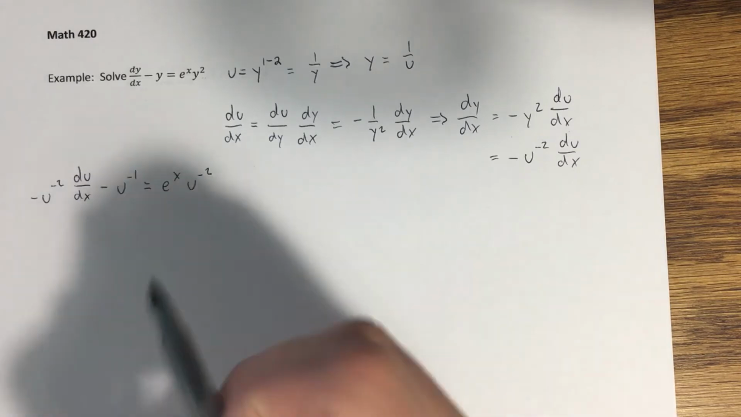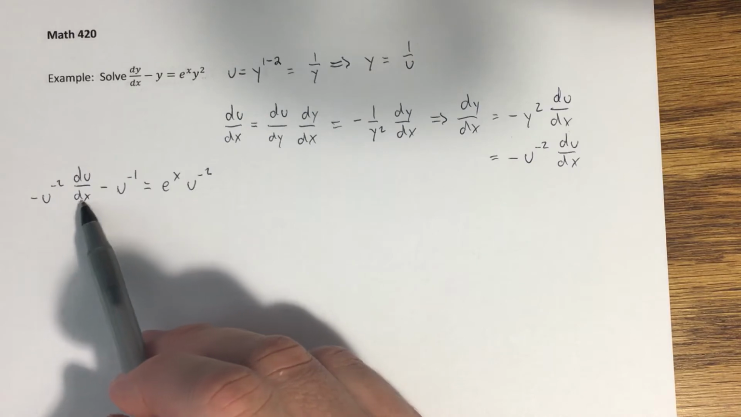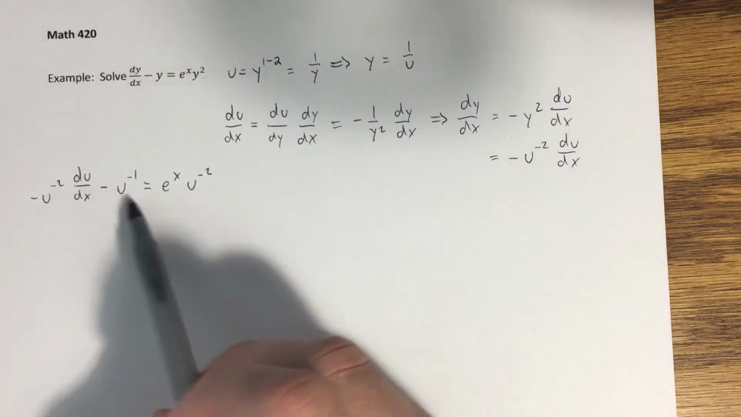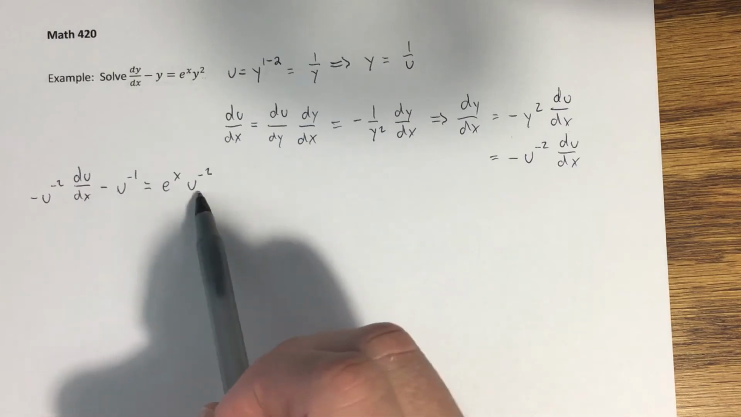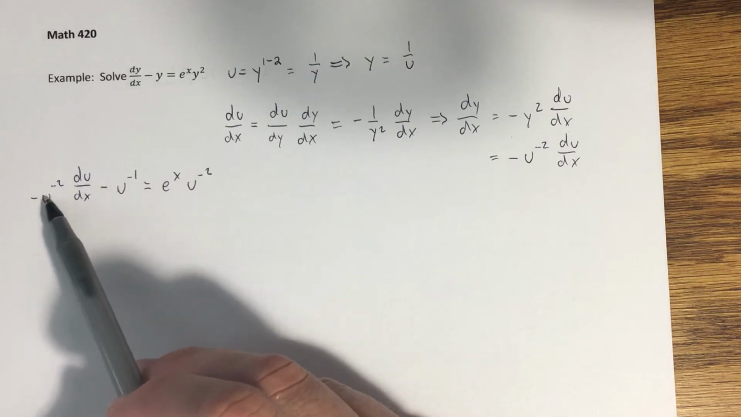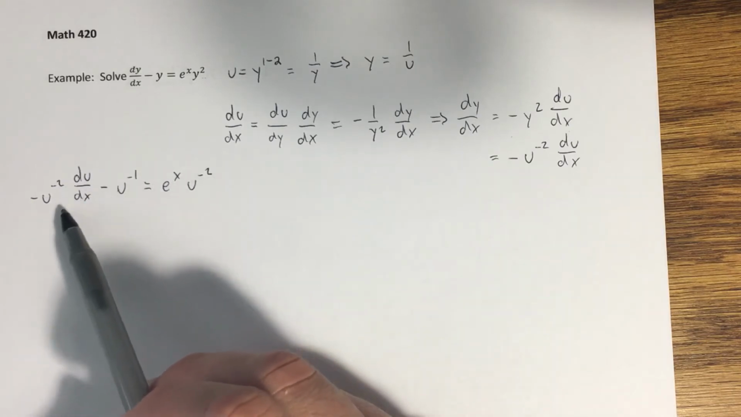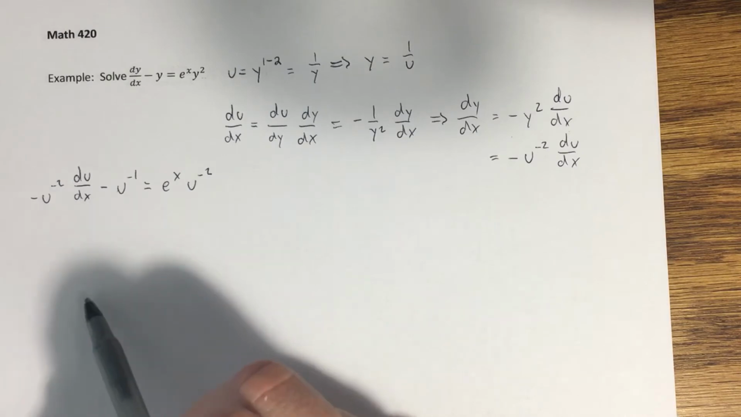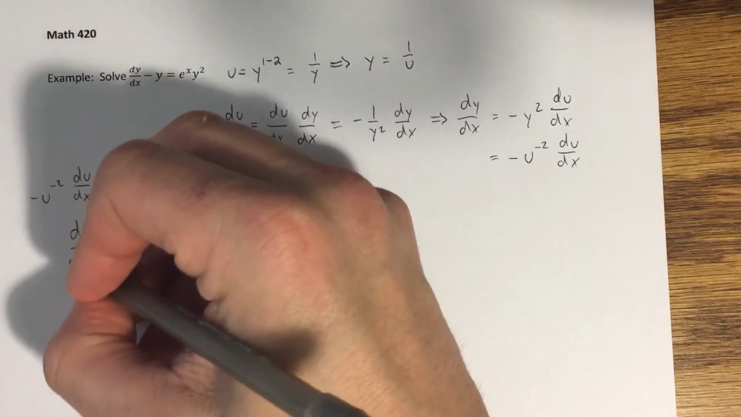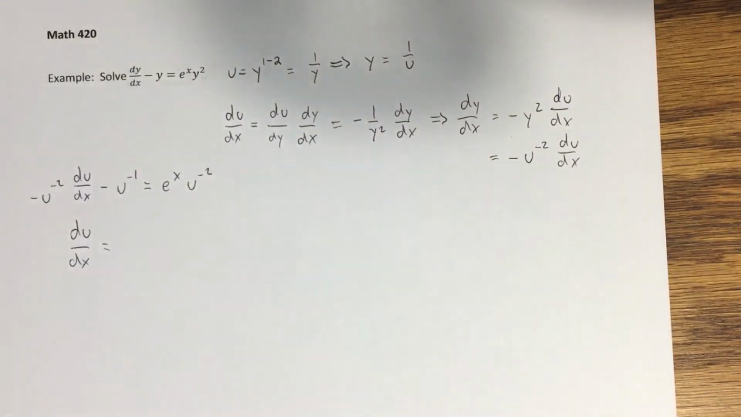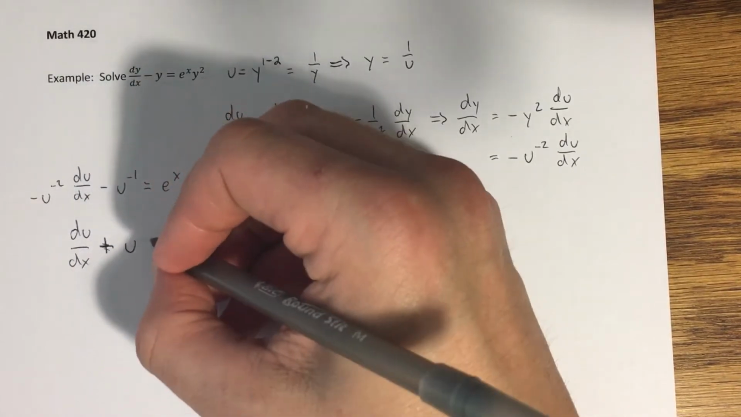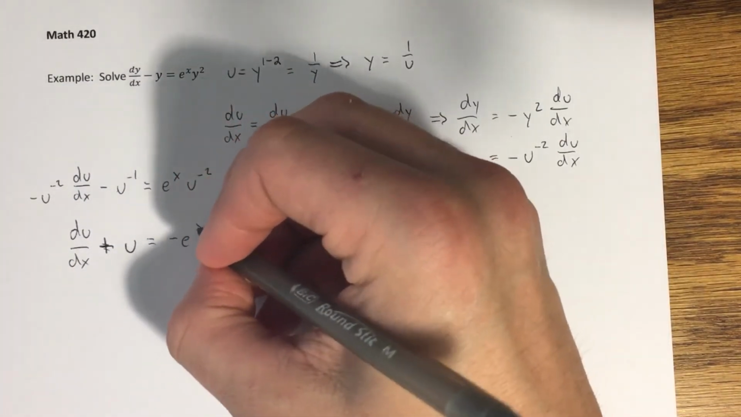All right, now let's do this. Let's first of all recognize that this looks very similar to a linear equation in u. So what I'm going to do is get this coefficient to become a 1. I'm going to multiply both sides of my equation here by a -u to the +2nd power. That'll turn this into a 1, giving me du/dx plus u equals negative e to the x power.